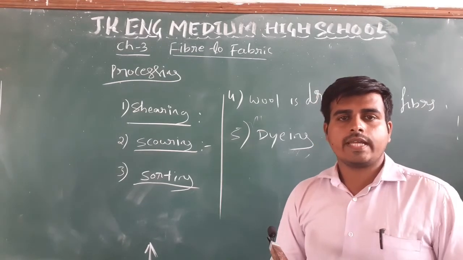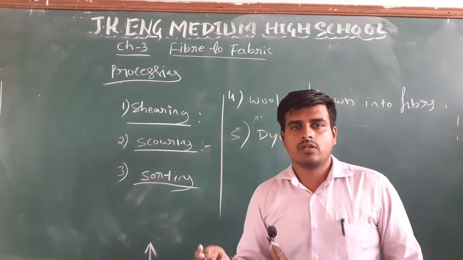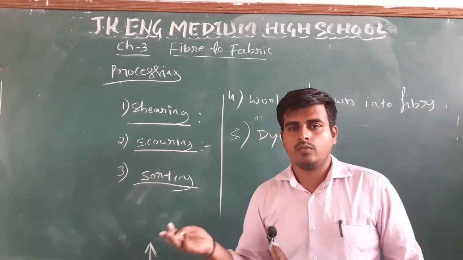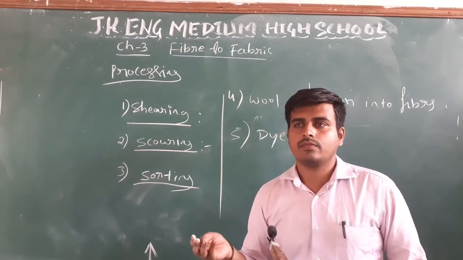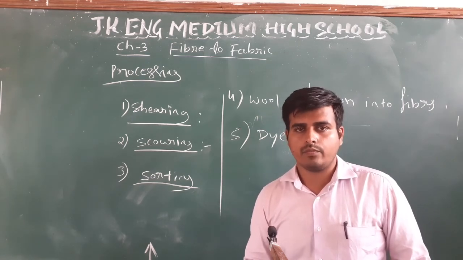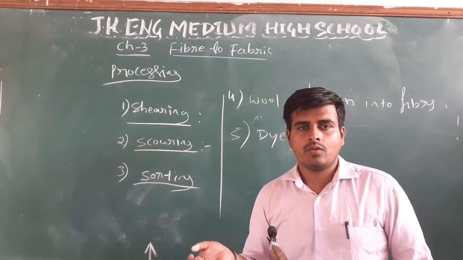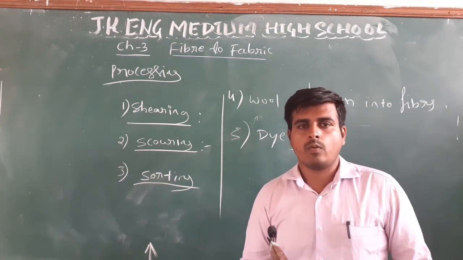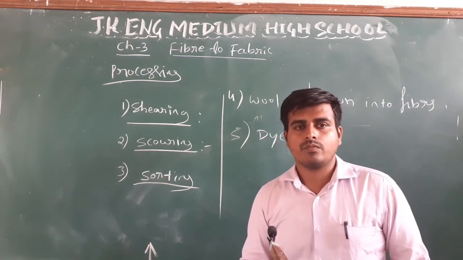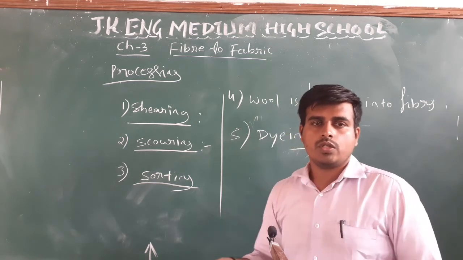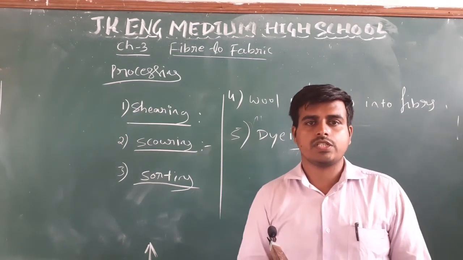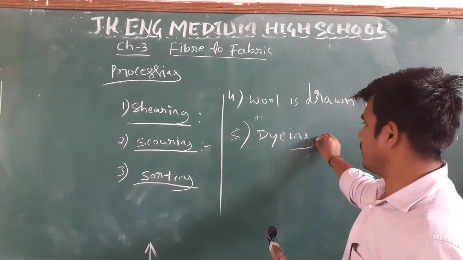Naturally we get three natural colors of wool: brown, white and black. If we want some other colors, we have to dye it. We need to use some chemicals. We can change the color of the wool. The next step is dyeing.